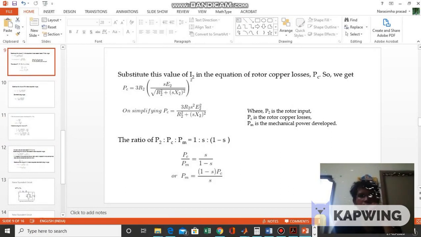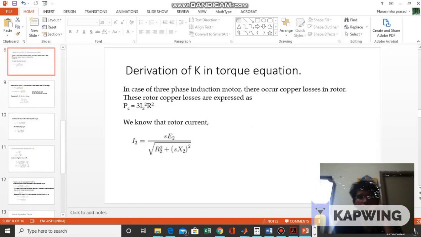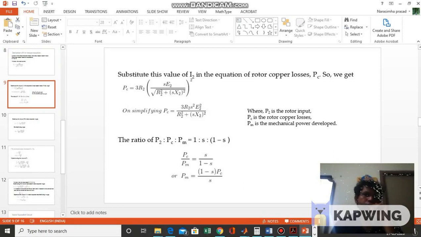So copper losses are I square R. For a 3-phase motor, this is 3 times I2 square R2, where I2 is this one. So PC, the copper loss, is equal to 3 times I2 square R2 by S. But the ratio of rotor input P2, rotor copper losses PC, and mechanical power delivered by the rotor PM is 1 is to S is to (1 minus S). So PC by PM, if you take the ratio, you will get S by (1 minus S). By rearranging the formulas, we will get it.